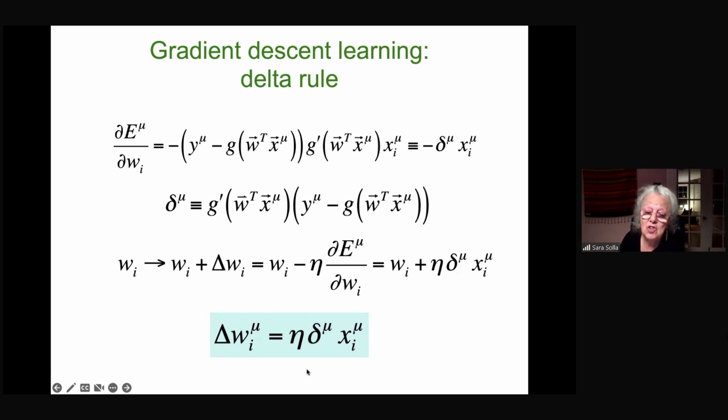So our change in the ith component of the weight vector due to example mu is simply the product of the input to the unit, the activity xi mu of the input unit, times a delta mu, which is an error associated with the output unit. So it's a synaptic rule which only involves the presynaptic unit i and the postsynaptic unit, which is the output unit on which we compute this delta.